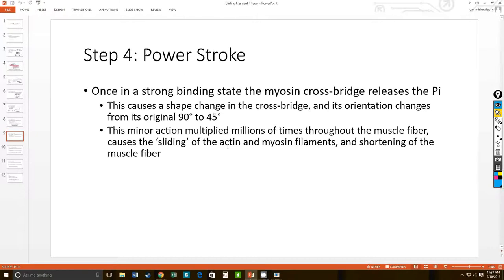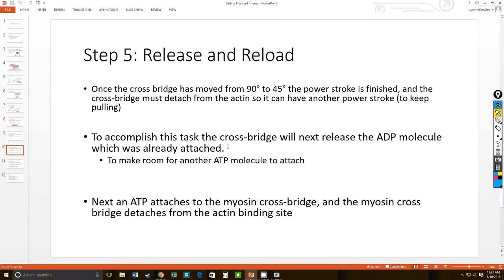and it's a very, very minuscule amount of force that it's producing. But when you multiply that by a few million times occurring simultaneously within that fiber, oh well, then you start to have some sort of an appreciable force. And what it's causing is a sliding of the actin and myosin filaments. So as the myosin grabs onto the actin and shape changes, it's yanking on that actin and shortening, moving that actin toward the M line of the myofibril.